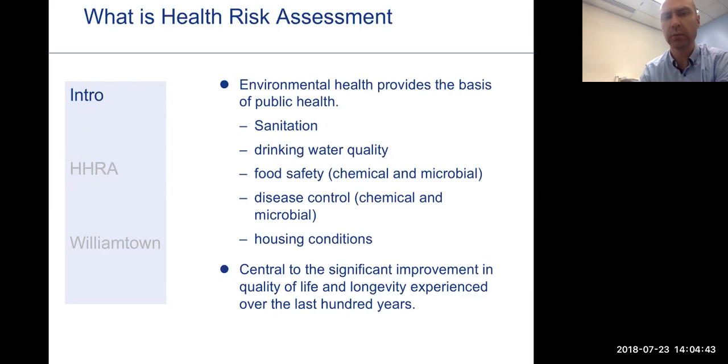And similarly, food safety, although a little bit harder to ensure, is really important. And lots of environmental health officers around the country include food safety. And like drinking water, that can be chemical or microbial food safety. Another part is controlling diseases. So this can be chemical or microbial as well, and I won't talk about that in too much detail. And in some places, housing conditions.